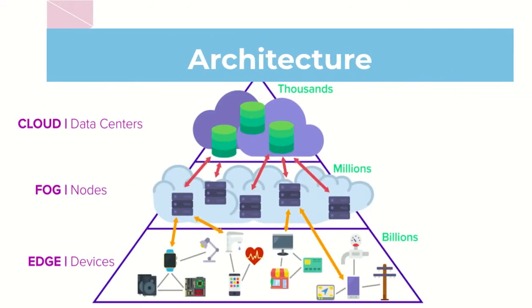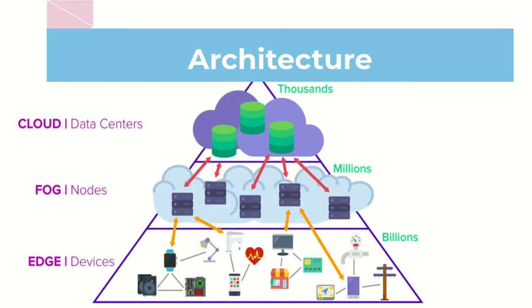Fog computing has a hierarchical architecture, which consists of three layers. First, at the bottom is the edge layer. This is the layer closest to the end user and physical environment. It consists of various IoT devices such as sensors, actuators, Arduino, etc.